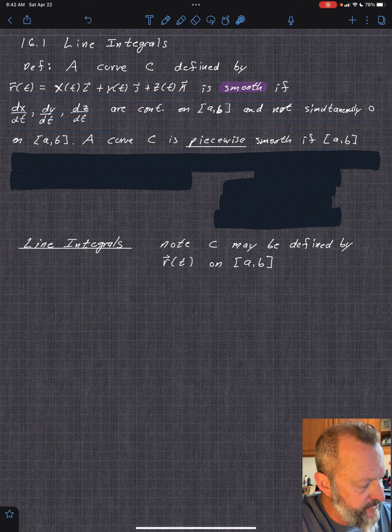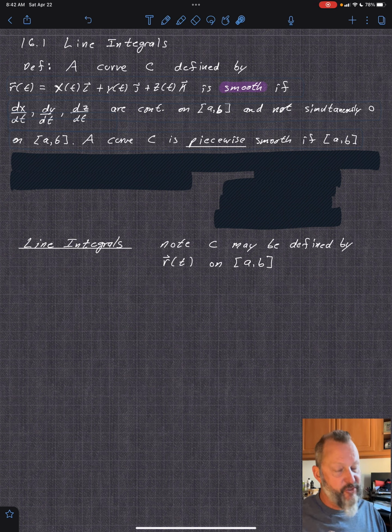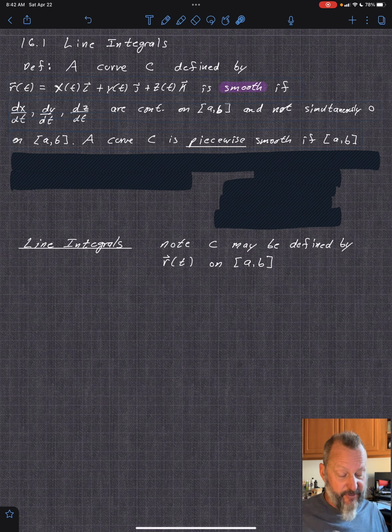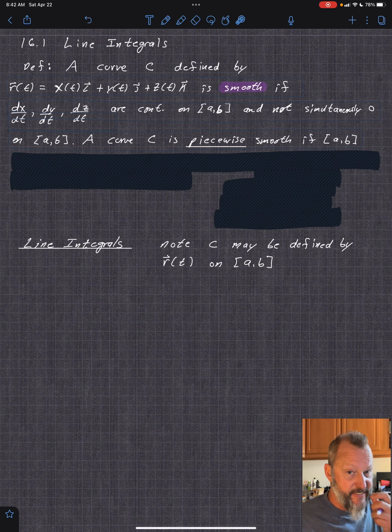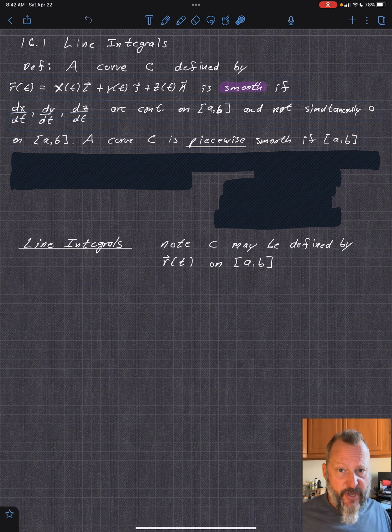A curve C is called smooth, so that's the definition of smooth. That is, they're differentiable, each of those, dx/dt, dy/dt, dz/dt, and not all zero at the same time. So that's what we mean by it.